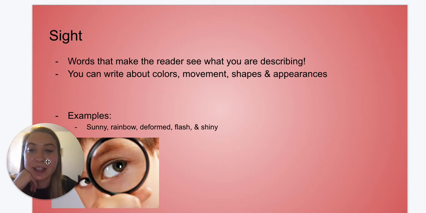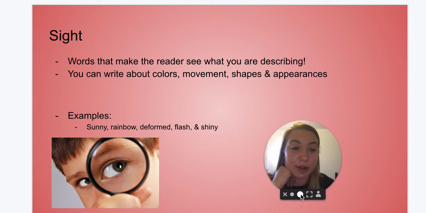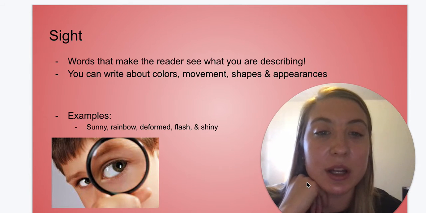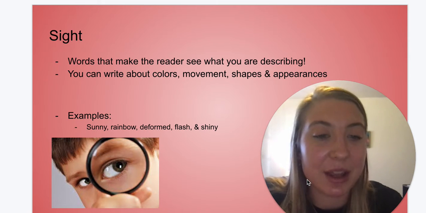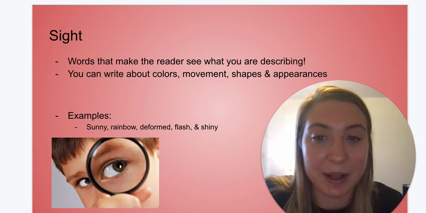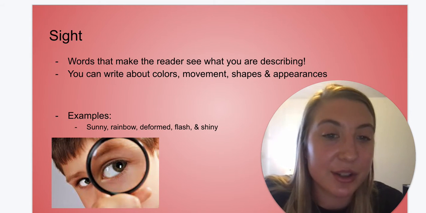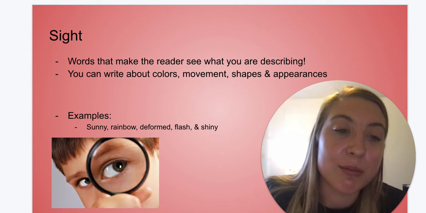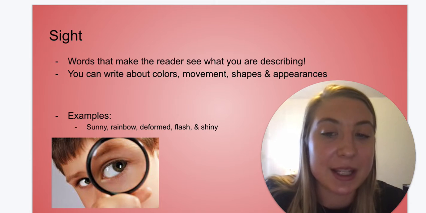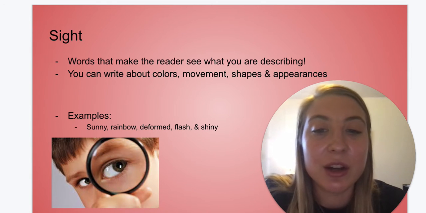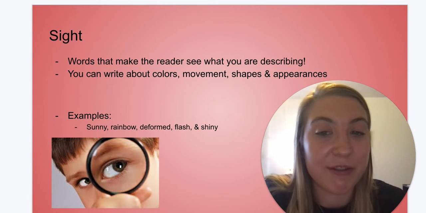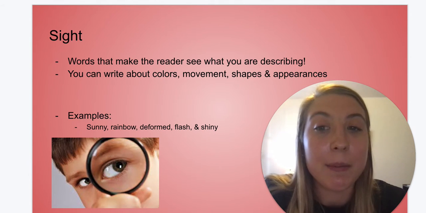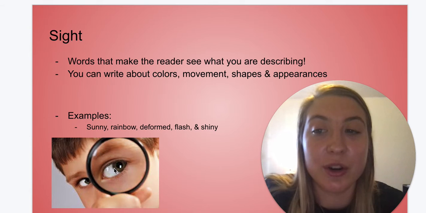So for our sight, you will find these words in books and stories, and they make the reader see what you are describing. You can write about colors, movement, shapes, and appearances. Some examples of words that you might see to go with sight are sunny, rainbow, deformed, flash, and shiny. Using these words helps you make a picture in your mind of what you're reading.